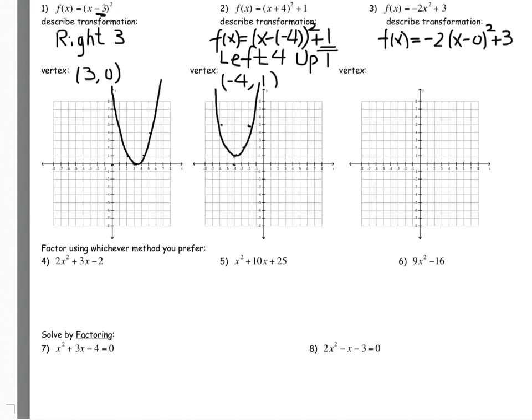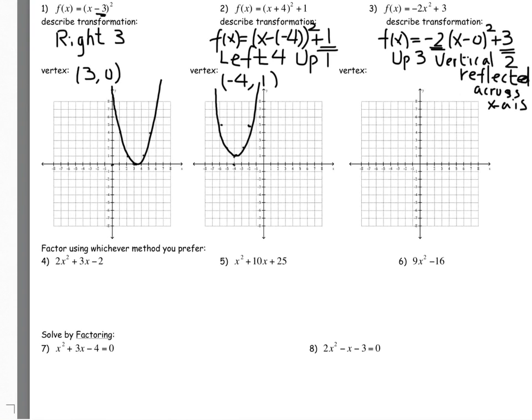Subtracting 0 means that we are not moving left or right. Plus 3, so this is going to tell us the whole function is being moved up by 3. How about negative 2? Negative 2 means we have a vertical stretch factor of 2, and then the negative means that it's being reflected across the x-axis. So being reflected down, or you can think of it as a sad face.